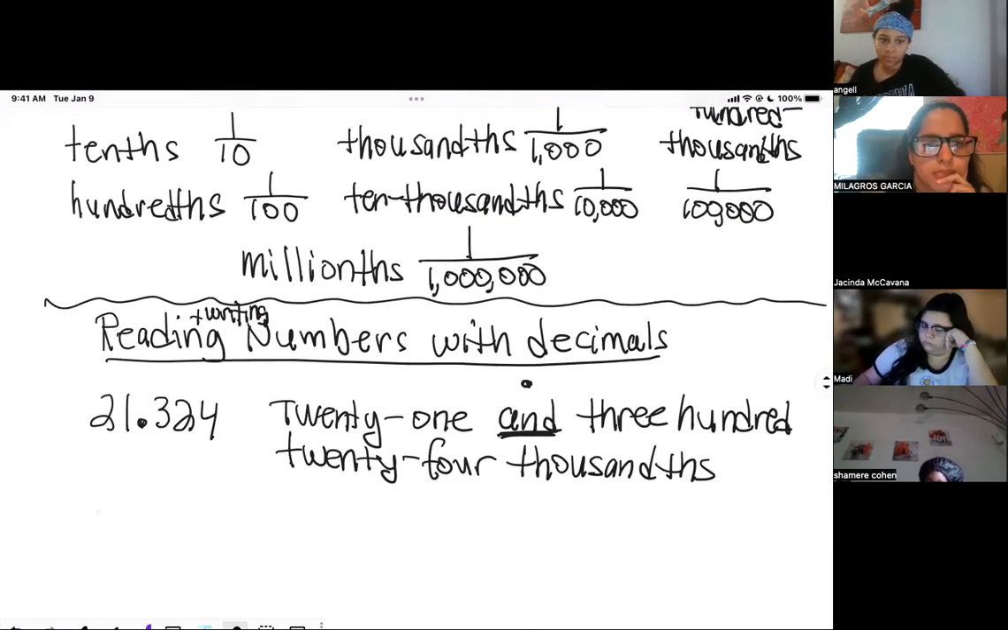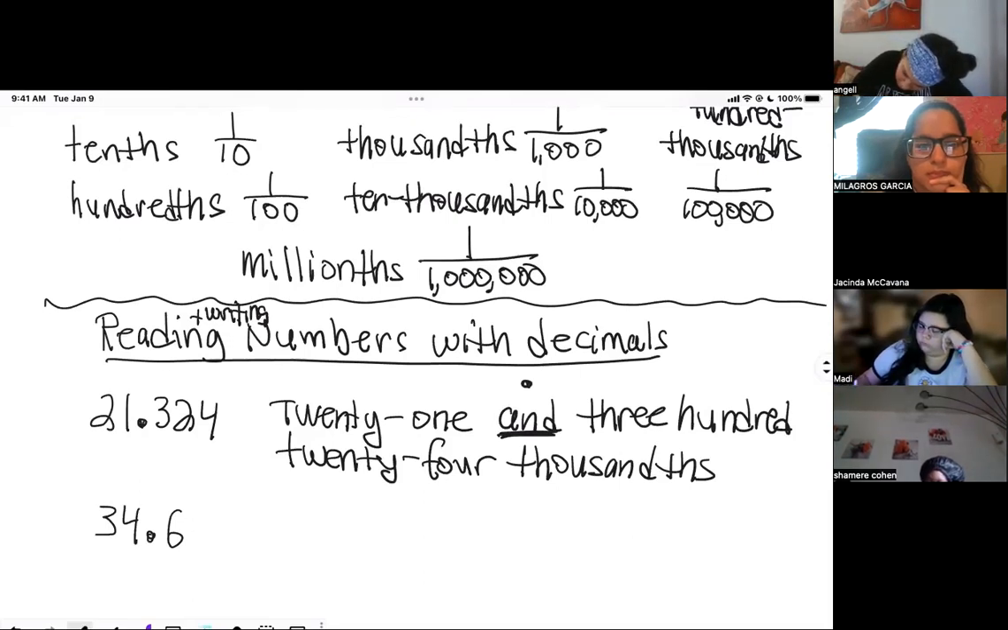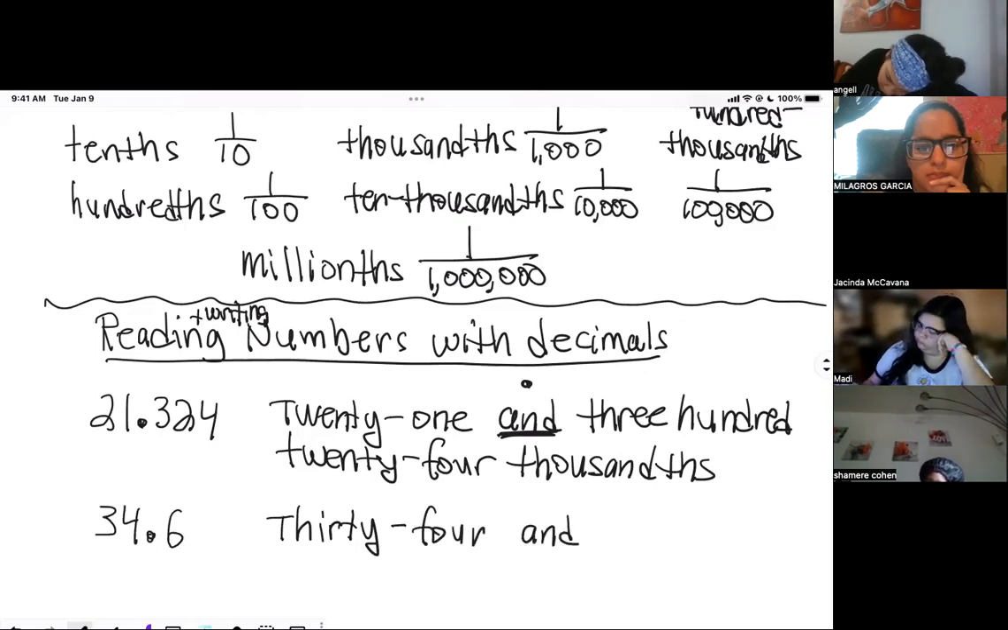All right, so let's look at another one. Let's do 34.6. Now, of course, we don't say it out loud as 34, blah, blah, blah. We say 34.6, which is fine. But if we had to write it out in words, it would be 34 and 6. Now, 6 is my last number, right? 6 is in the tenths place, 6 tenths.